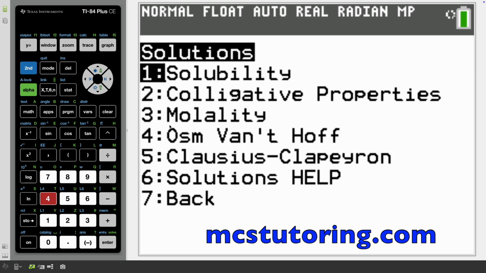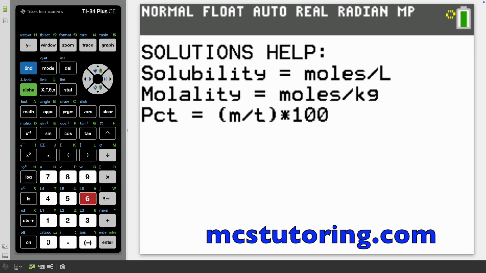So we've got solubility, colligative properties, molality, osmotic pressure, Van't Hoff, Clausius-Clapeyron, forgive me if I'm butchering the name, and solutions help. I always need help with solutions. Let's do this. Solubility is moles per liter. Molality is moles per kilogram.